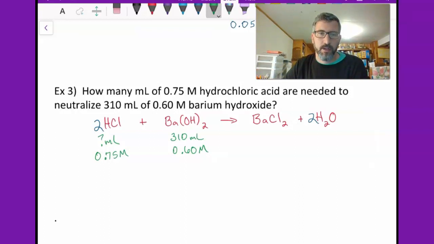So we're still starting with the volume of our known substance, which in this case is the base, the barium hydroxide. Could be the acid, could be the base, that part doesn't really matter. So see if you can go ahead and take volume of the base all the way to moles of the acid, and stop there.